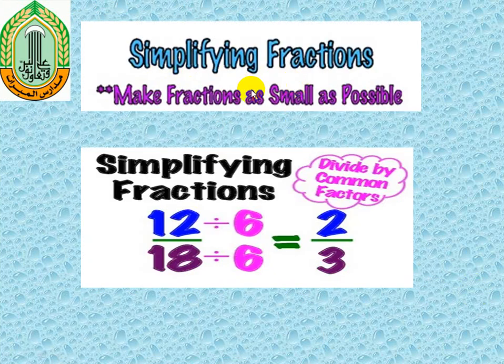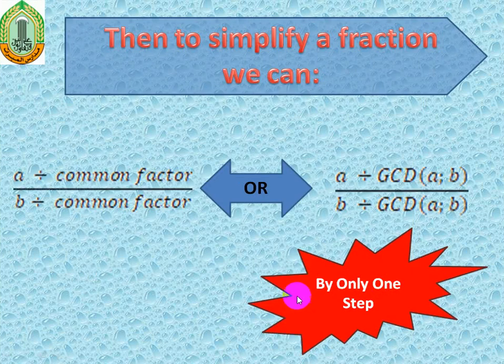Simplifying fractions makes fractions as small as possible, and it's the simplest and irreducible form. How do we get it? We get it by finding a common factor between the number in the numerator and the number in the denominator. 12 over 18, a common factor between them is 6. So 12 divided by 6, it's 2. 18 divided by 6, it's 3.